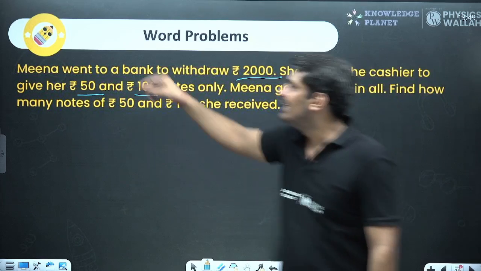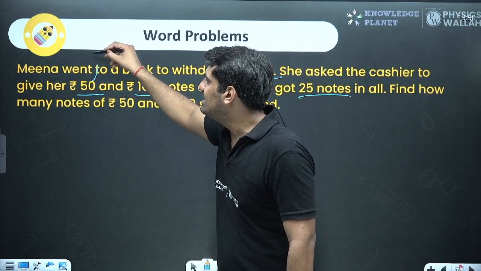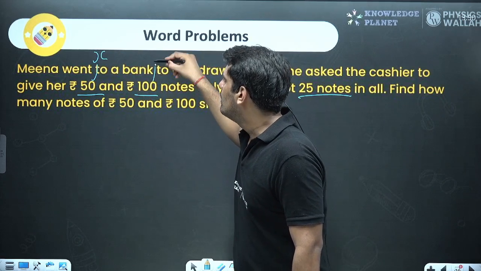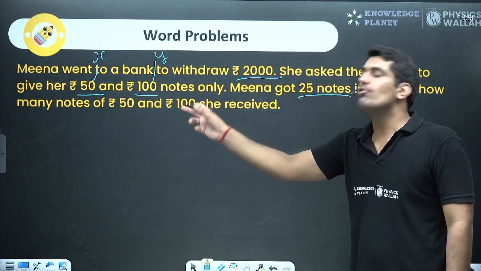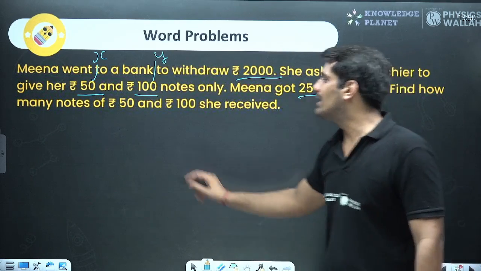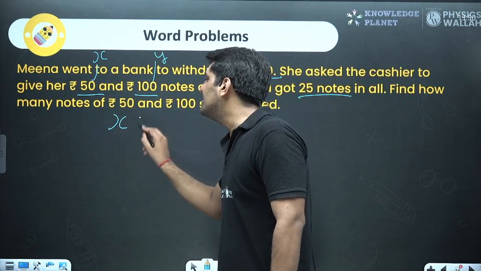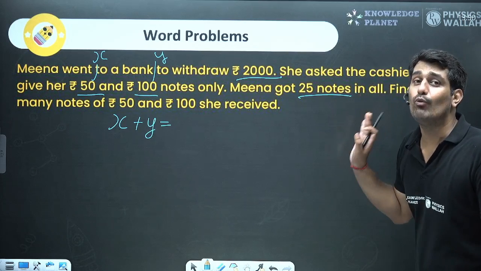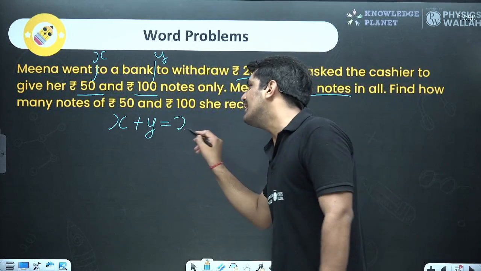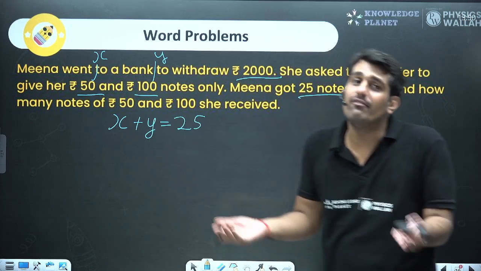If I say the number of 50 rupee notes is x and y represents the 100 rupee notes, x representing 50 rupee notes, y representing 100 rupee notes, then the sum x plus y, that means the total number of notes she had, is given to me as 25. Writing the equation. One equation formed very easily.